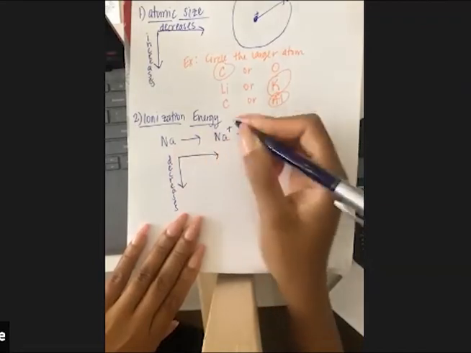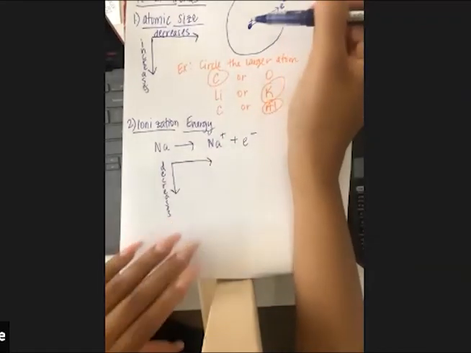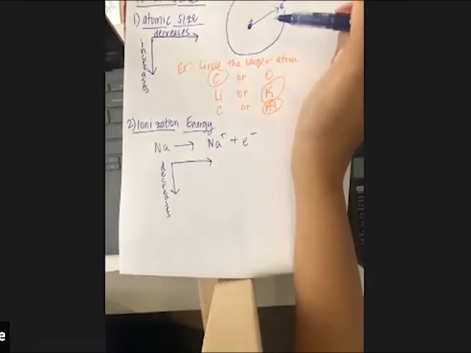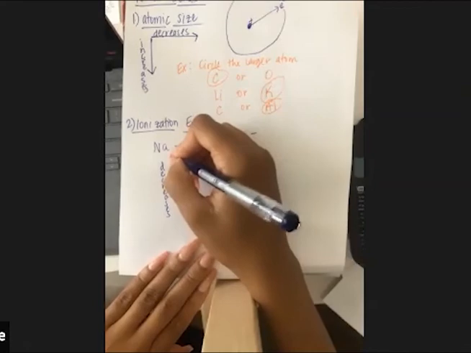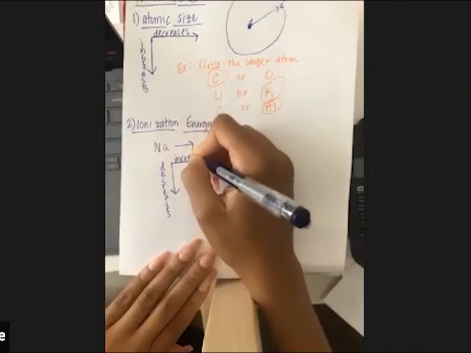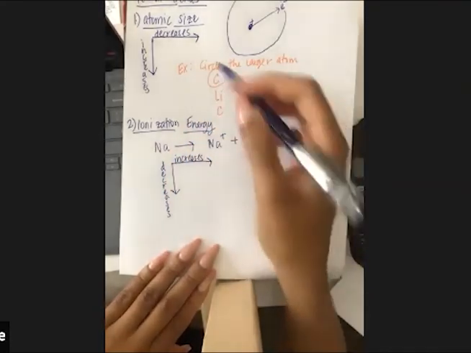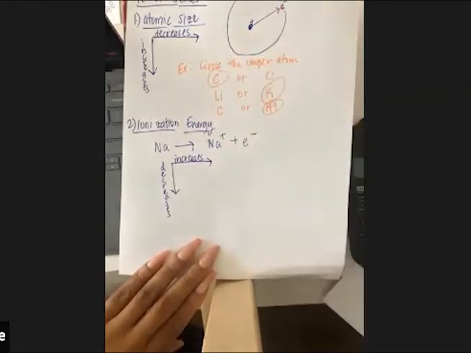But then when you go across the periodic table and the atom gets smaller, meaning the electrons are held tighter by the nucleus, it takes a lot of energy to take those electrons from the nucleus. So we say the ionization energy increases as you go across. So these two have the opposite trend.